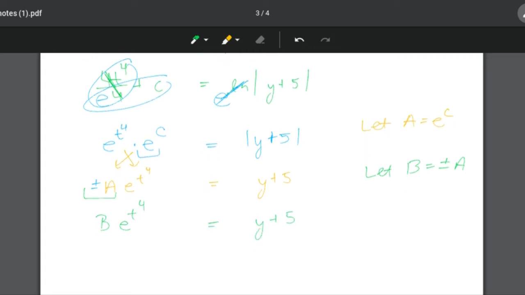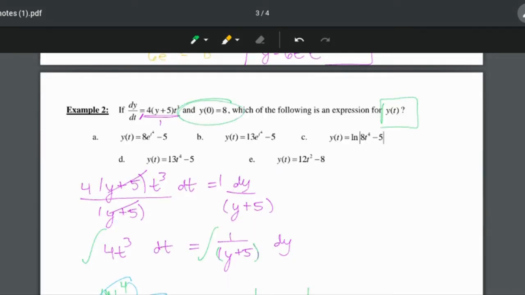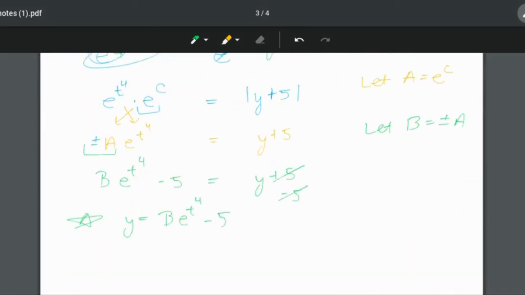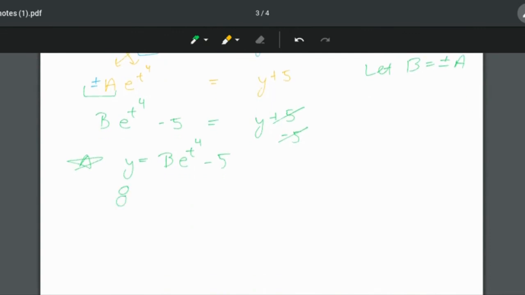I think the last step, we're trying to get y by itself, just subtract 5 from both sides. So if we subtract 5 to the other side, this is basically our answer. Our answer is basically y equals b times e to the t to the fourth power minus 5. However, we have to figure out what b is, that constant. So go back to the beginning. That point they gave us was 0, 8. We have to plug that in. So plug in an 8 equals b e to the 0 to the fourth minus 5.